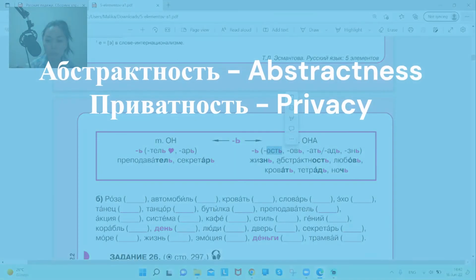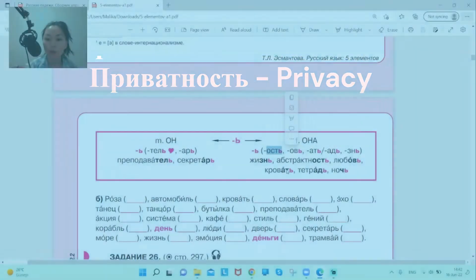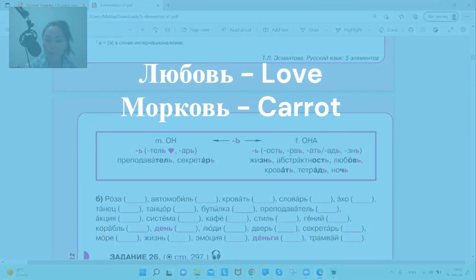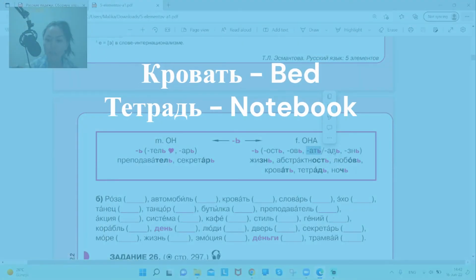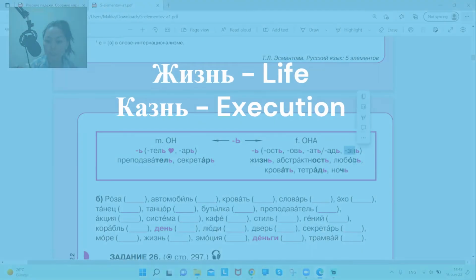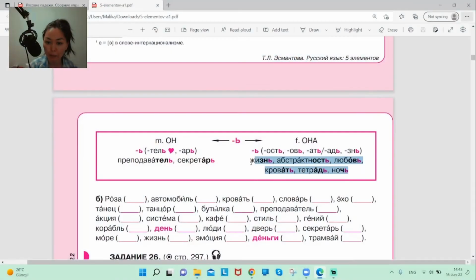Она. And endings are ost: абстрактность, приватность, or любовь, овь, морковь, ать, кровать, тетрадь, or знь, жизнь, казнь, and so on. They are feminine.